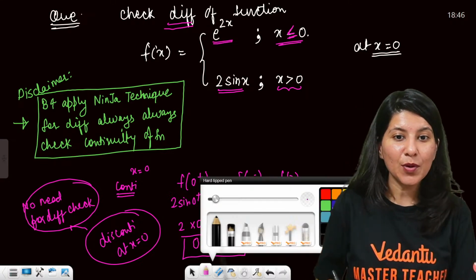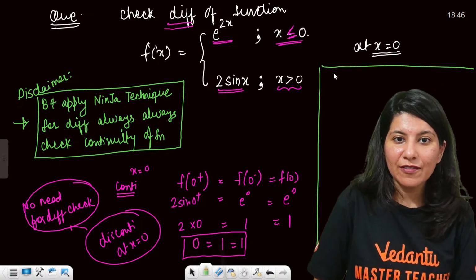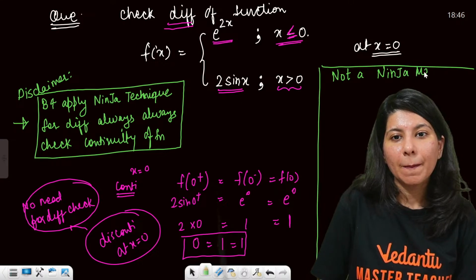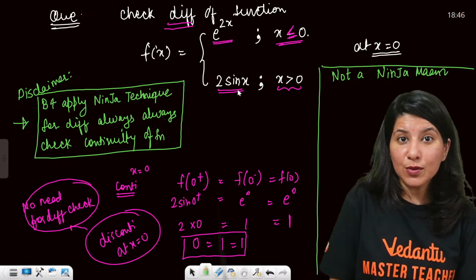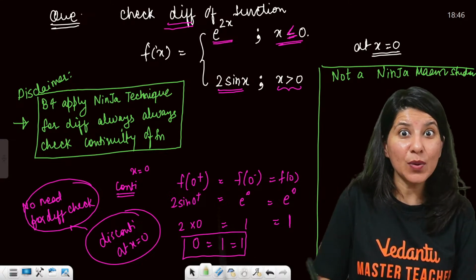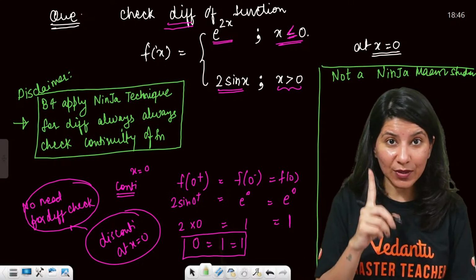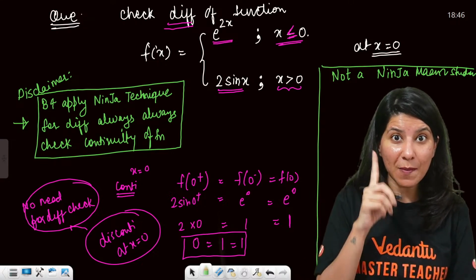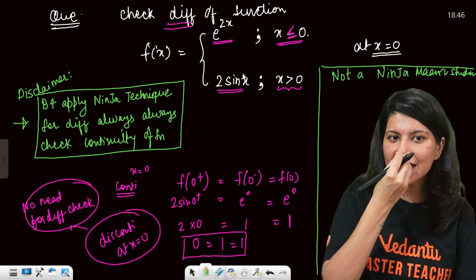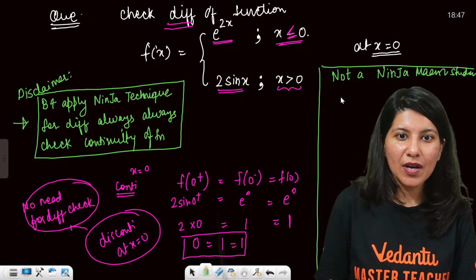Now, suppose there is a student who is not a Ninja Ma'am student. See how such a student will make a mistake. I am taking this time to tell you how exactly you're going to lose your marks in your KCET examination. He'll say, okay, the question is asking about differentiability, I will check differentiability.